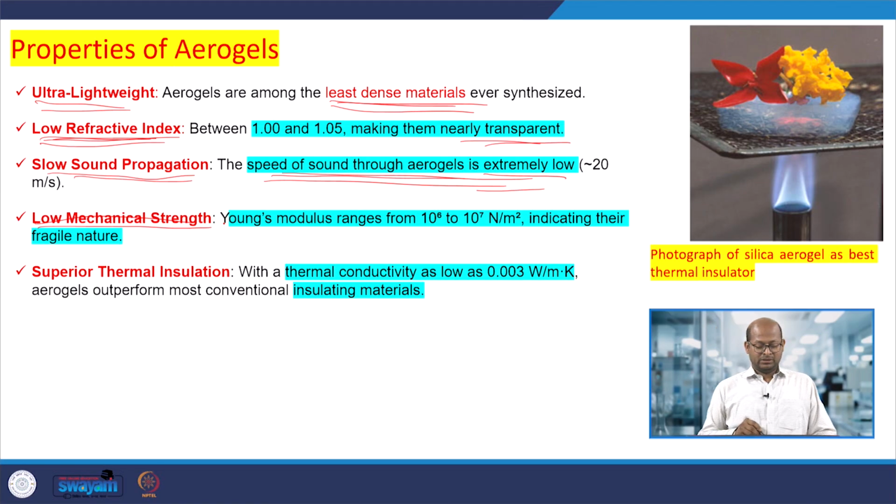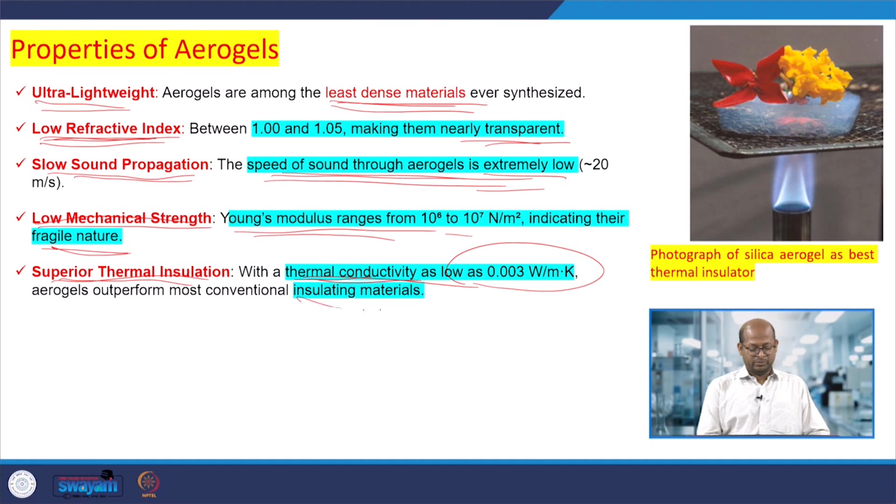Also, the material has low mechanical strength. We can prepare aerogels with low mechanical strength, and therefore the material is sometimes fragile in nature. And as super thermal insulators, I said the material has extremely high porosity and sometimes very low thermal conductivity, therefore these materials can be used as insulating materials for specific applications.